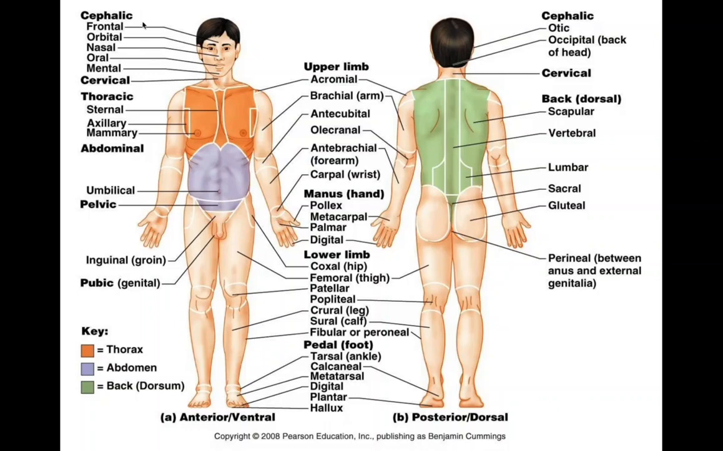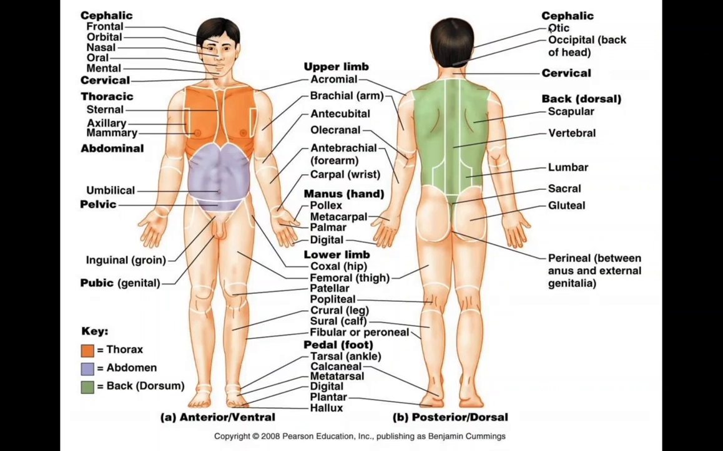So for the cephalic for the head, got frontal, orbital, nasal, oral, and mental. So mental's down here at the chin, frontal up here at the forehead. Cervical is the neck. With the thoracic, you've got the sternal here in the middle. Axillary is near the armpit. Mammary is around the breast tissue. For the abdominal area, you've got the umbilical here in the center. The pelvic area, then the inguinal or groin, and then the pubic area for the genitals.